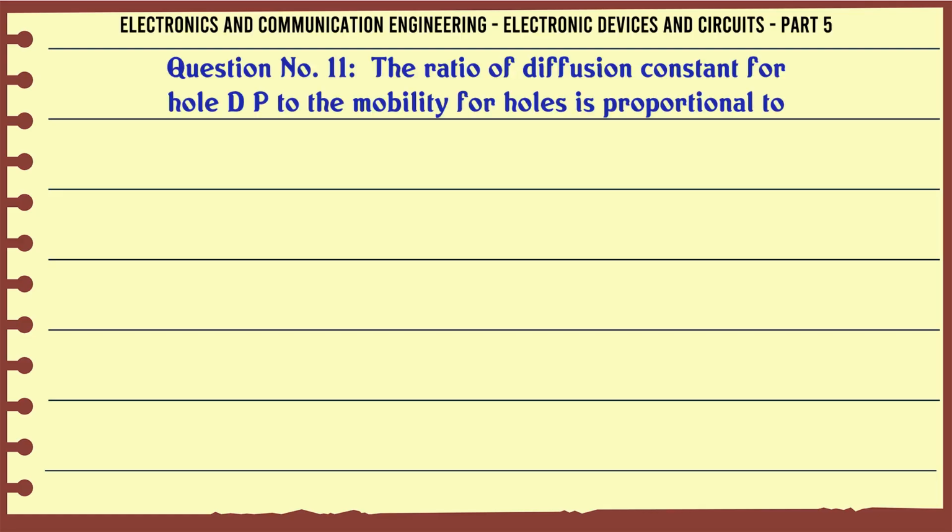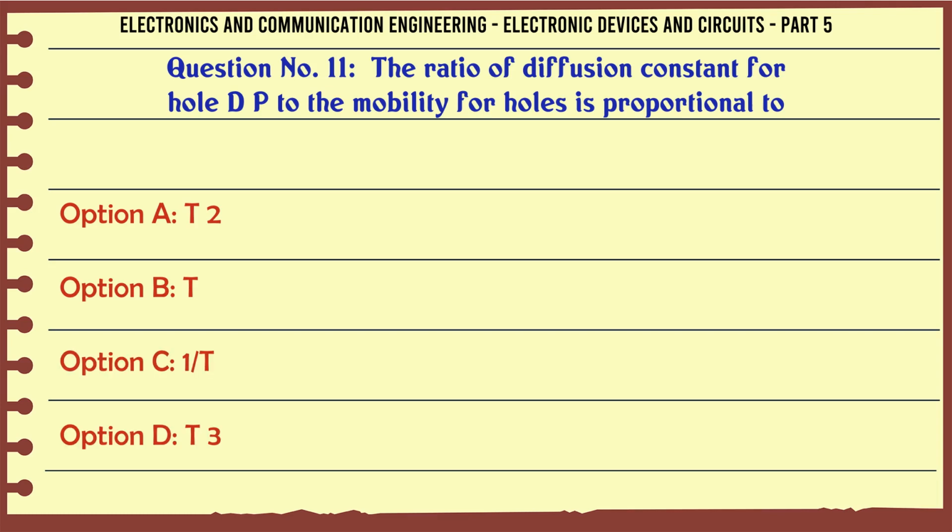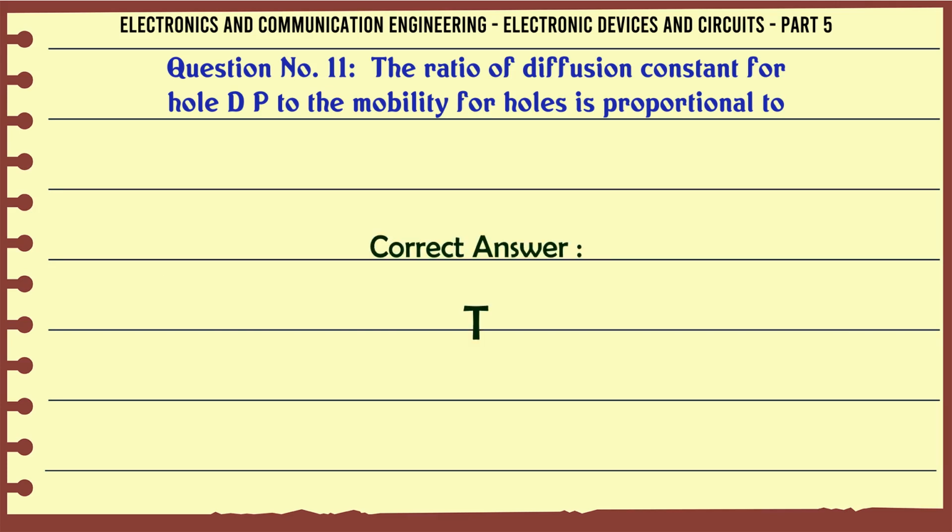The ratio of diffusion constant for holes Dp to the mobility for holes is proportional to A: T², B: T, C: 1/T, D: T³. The correct answer is T.